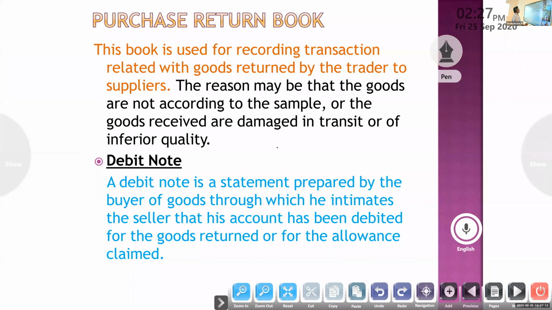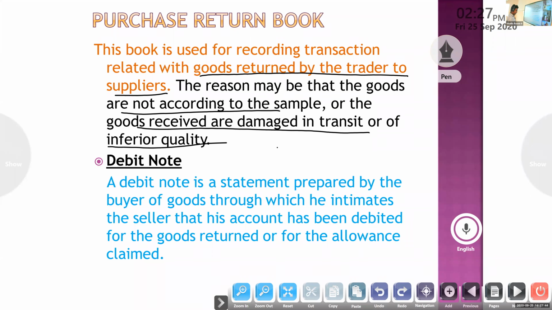So this book is used for, we purchased goods. From the company point of view, you have to think we are a company. So this book is used for recording the transactions related with the goods returned by the trader to suppliers. Goods returned by the trader means company to the supplier. Why are we returning the goods? The goods are not according to the sample, or the goods received are damaged in transit, any damage happened in transportation, or if it is inferior quality, then we can return the goods.